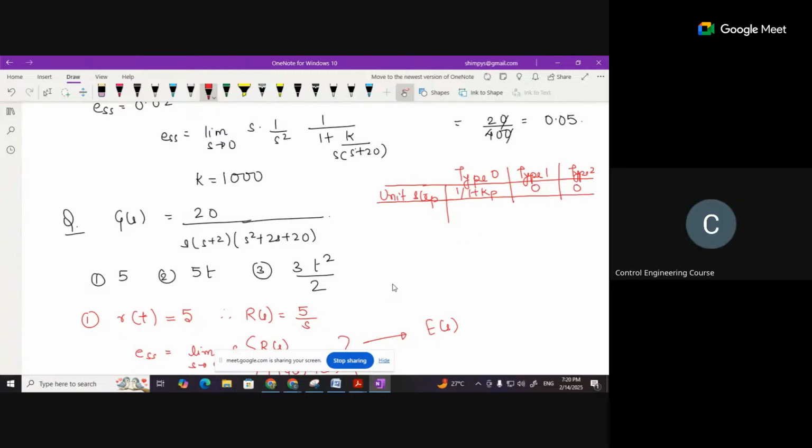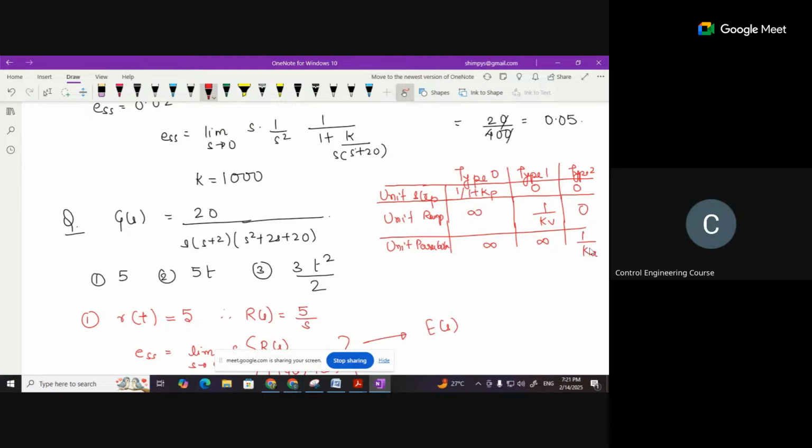Right. Now again, let me see for unit ramp. What will it be for unit ramp? Type 0 will be infinite. Correct. And for type 1 the error will be 1 by KV, and this will be again 0. And if I talk of a unit parabola, what will it be? Infinite, infinite, and 1 by K.